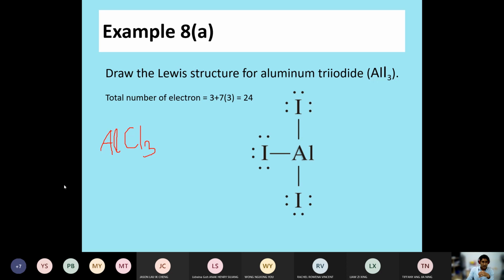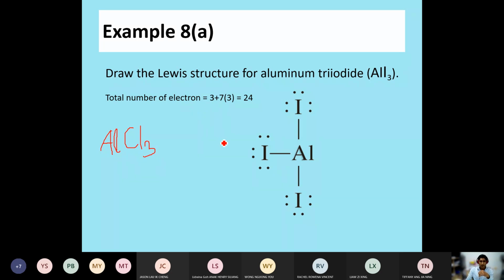All right, so what will the structure be? First of all, for drawing a Lewis structure, we have to count the valence shell electrons. Valence shell electrons means, at the valence shell of each atom involved in this structure, how many electrons they are housing in that outer shell.